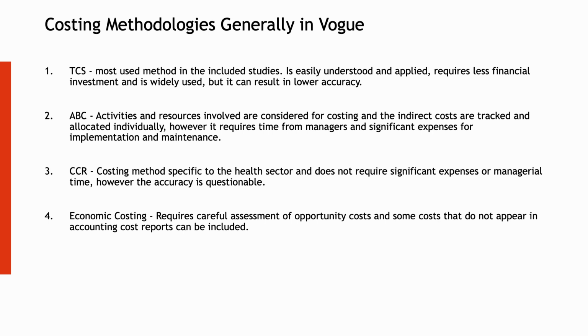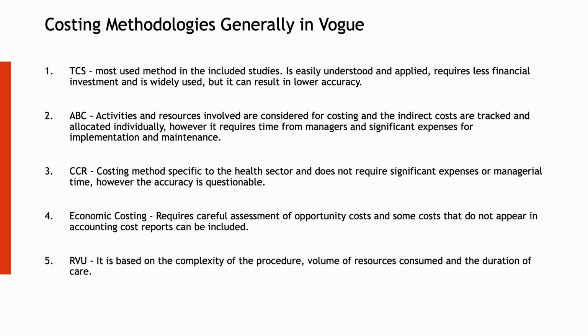what is economic profit. This method requires careful assessment of opportunity costs, and some of the costs that do not appear in accounting are included. This can lead to some level of subjectivity, not so widely used, but has some significant advantages in my mind because the idea of economic profit is an elegant one and sometimes is missed because we only look at accounting profit. The fifth is called RVU, or Relative Value Units.